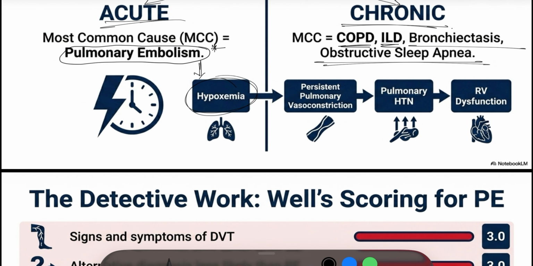On long standing, the acute condition converts into chronic, which leads to persistent pulmonary vasoconstriction, which leads to pulmonary hypertension. Kindly go and watch the pulmonary hypertension video. Even that is an important video. It has already been made available in the playlist. Then this leads to right ventricular dysfunction.